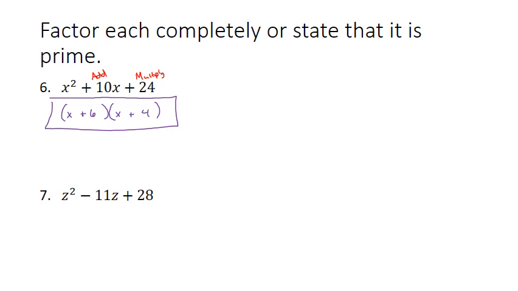Number 7 says you have z squared minus 11z plus 28. So once again, I've got to figure out how to factor it into the right form. The z squared is going to be z and z. That's usually the easy part.